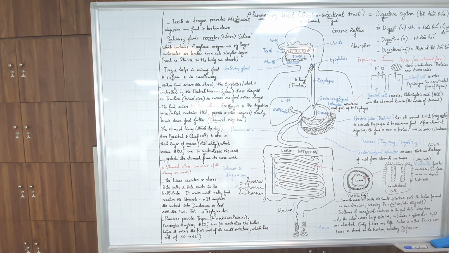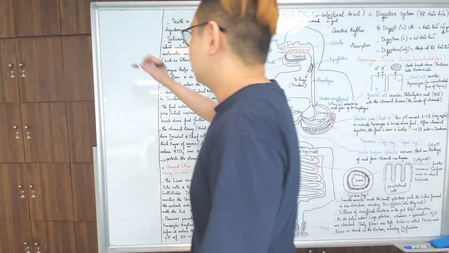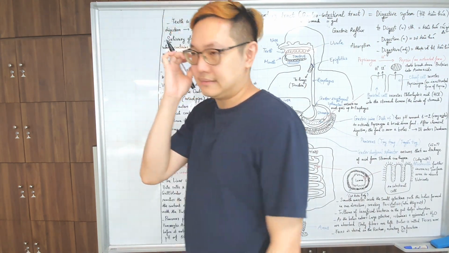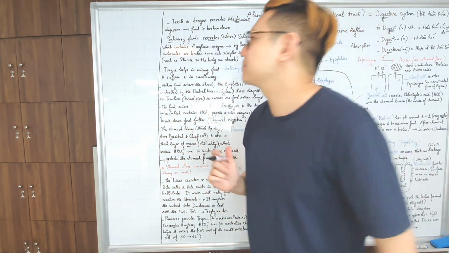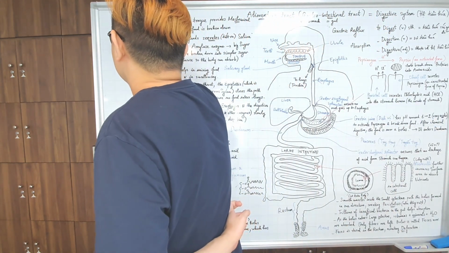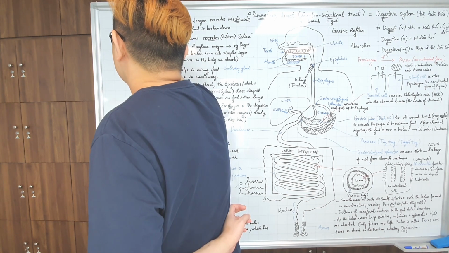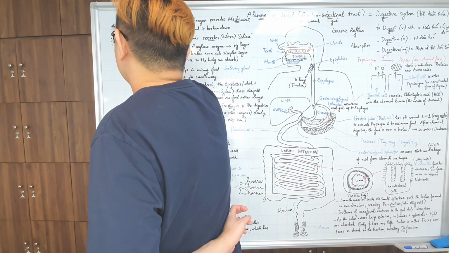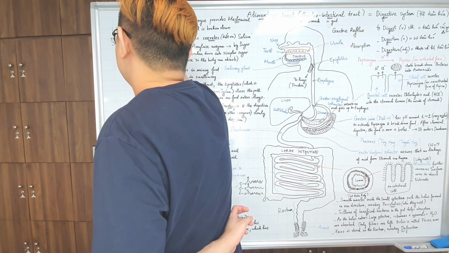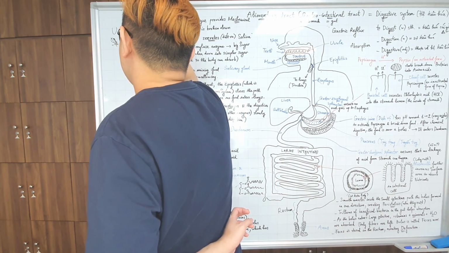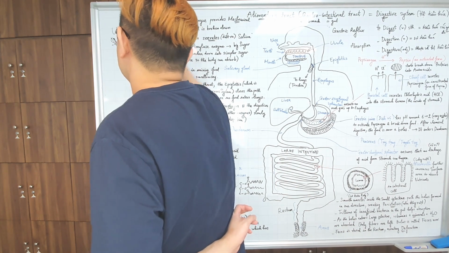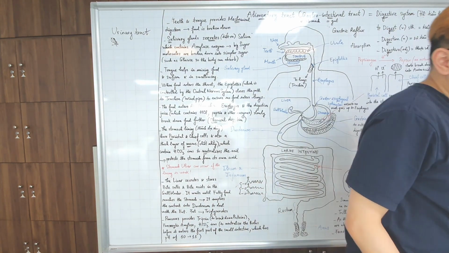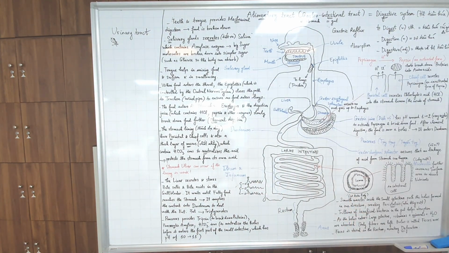There's another system you need to study later, which is called the excretory system, I think. We need to learn about the urinary tract as well, the kidney, and other things.